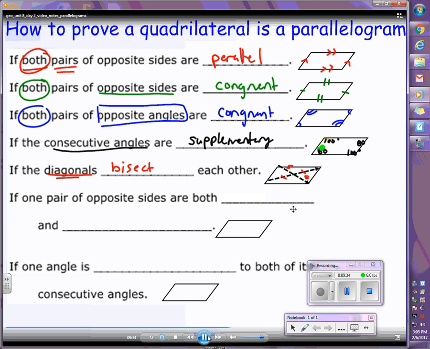Now, the sixth statement looks a little different. For the last few, it came in 2s, usually. But the sixth statement says one pair of opposite sides are both, first blank being parallel, and the second blank will be congruent. So all it takes is one pair that's either both short or both long. Just one pair, and then they have to be illustrated to be parallel and congruent at the same time.